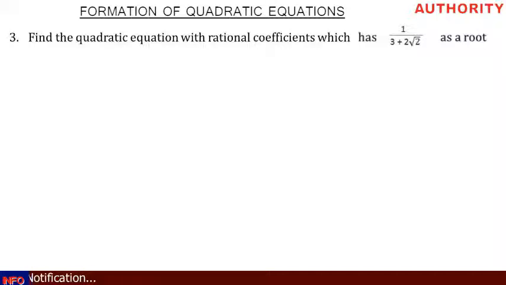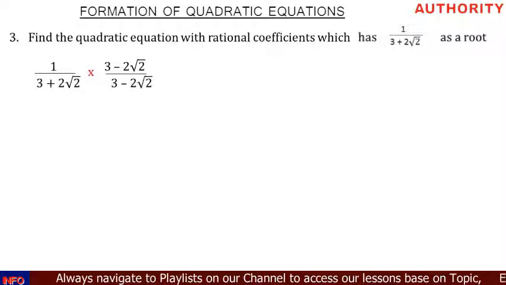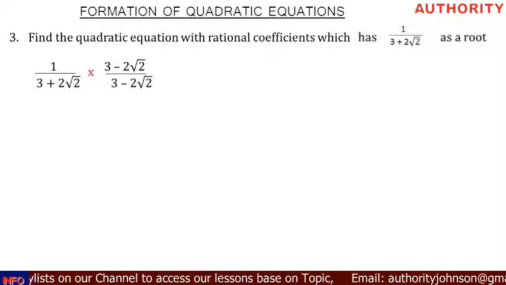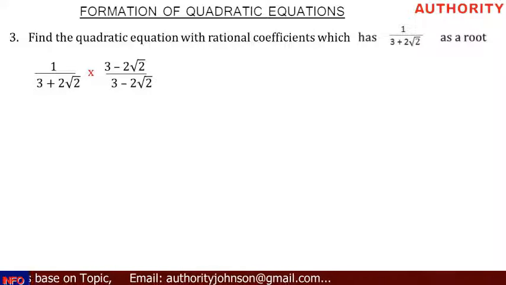So let's go. We're going to have 1 all over 3 plus 2 root 2 times 3 minus 2 root 2 all over 3 minus 2 root 2. You get it? Yes, this is called rationalization. Then you discover that 3 minus 2 root 2 all over 3 minus 2 root 2 is going to give you 1. So this 1 times our expression, it remains the same. Is that true? That means we have not done anything bad. All right? Good. So now let's go.